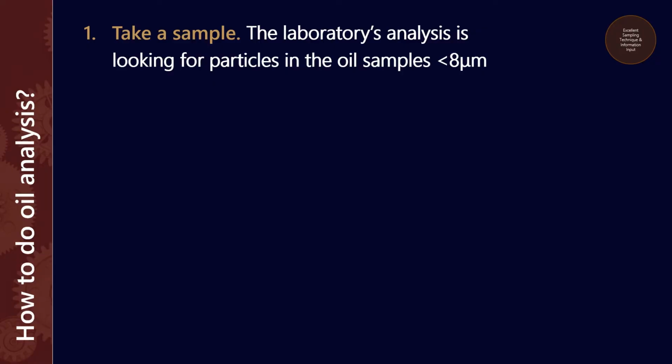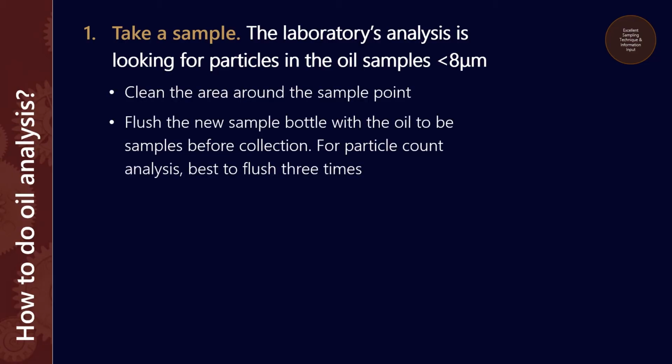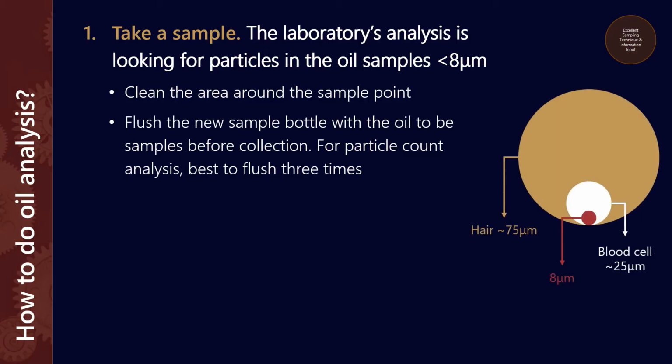Okay, so let's get into how to do oil analysis. When you're taking a sample, it's important to know that the laboratory is going to be looking for particles that are less than 8 micron. How big is 8 micron? Not very big at all. Human hair is about 75 microns wide. A white blood cell is in the order of about 25 microns. 8 micron, to give you an idea, is not visible to the naked human eye.